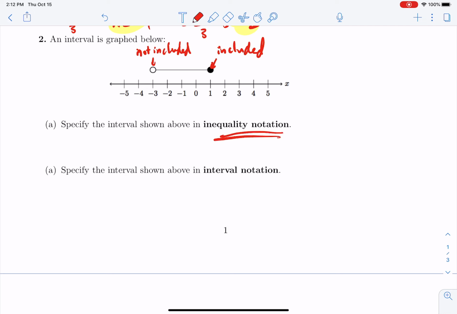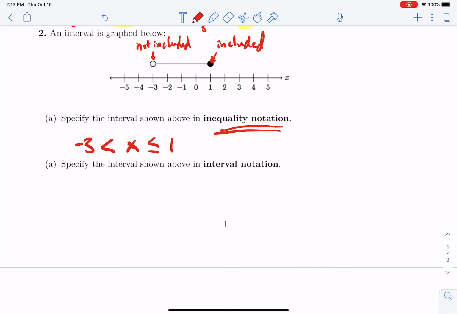Okay, first, inequality notation. So we're interested in the interval between -3 and 1. So for inequality notation, I'm going to kind of put the x in the middle. So that -3 is not included. So we know that x is greater than -3. That's why the mouth of the inequality sign is open towards the x. And I also know it is less than or equal to 1 because that 1 is filled in.